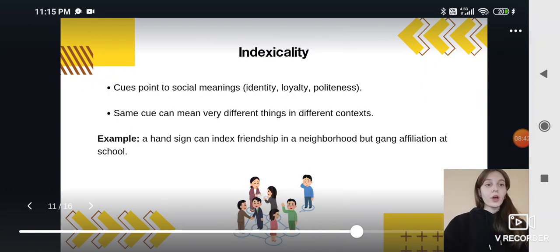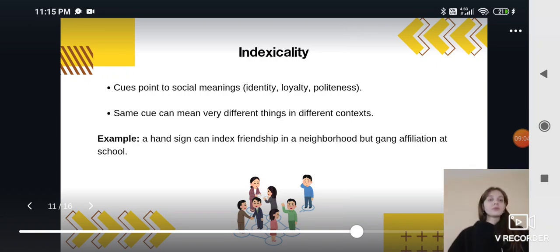As our next topic, we have indexicality. Cues point to social meanings like identity, loyalty, and politeness. The same cue can mean very different things in different contexts. For example, a hand sign can index friendship in a neighborhood, but gang affiliation at school.